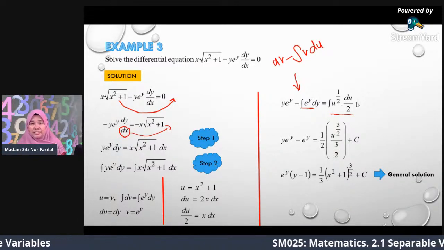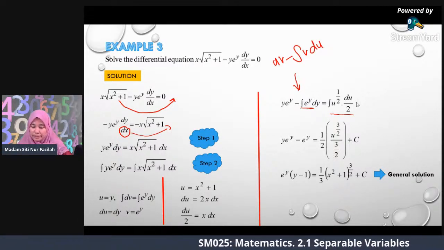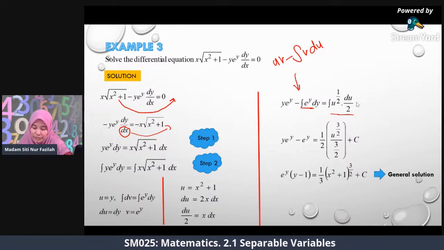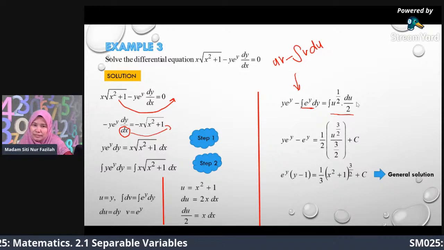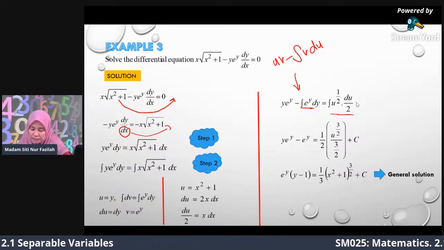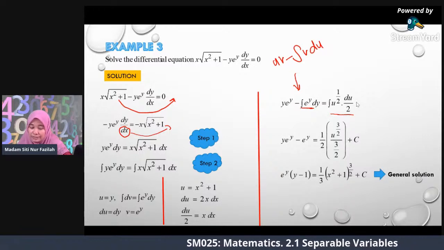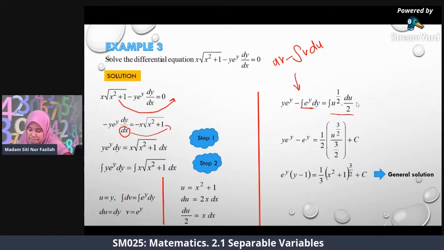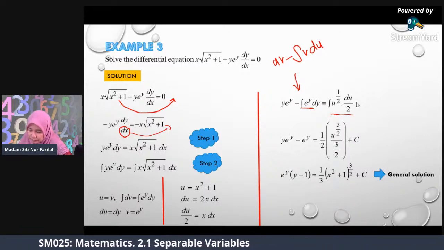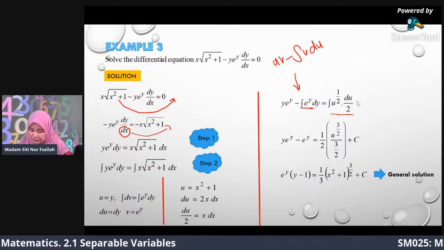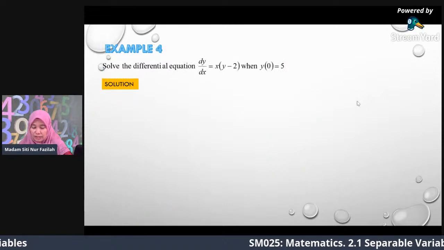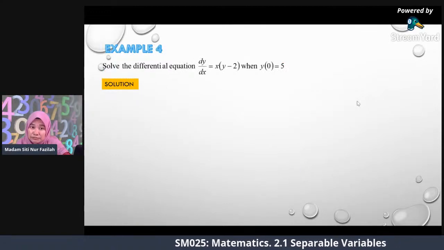Okay, we have done 3 examples here: example 1, example 2, and example 3. I hope you have more understanding about this chapter on differential equations now that we have settled 3 examples. We have another 2 examples. Next we go to example 4.